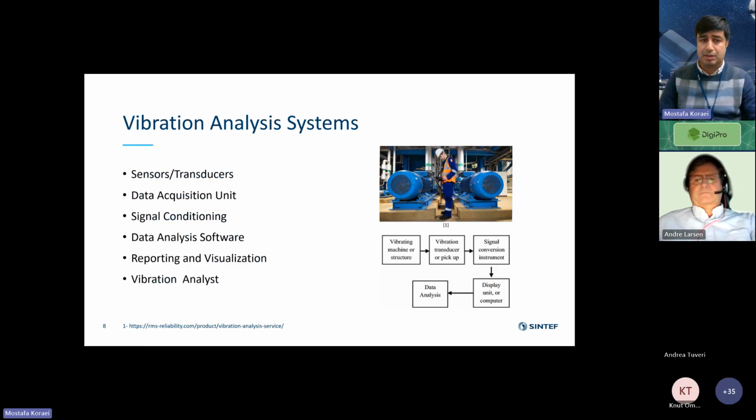A vibration analysis system is a combination of some blocks that starts with sensors and transducers, that could be accelerometers, could be velocity or displacement. Data acquisition units, that there are different ranges of them, portable or fixed, online systems or offline systems. Signal conditioning, that in some systems is integrated in the sensors, in some systems it is integrated in data acquisition. And the data analysis software that mostly starts with applying an FFT on the signal, and reporting and visualization, and vibration analysis, that is actually today probably the most important part of this system.